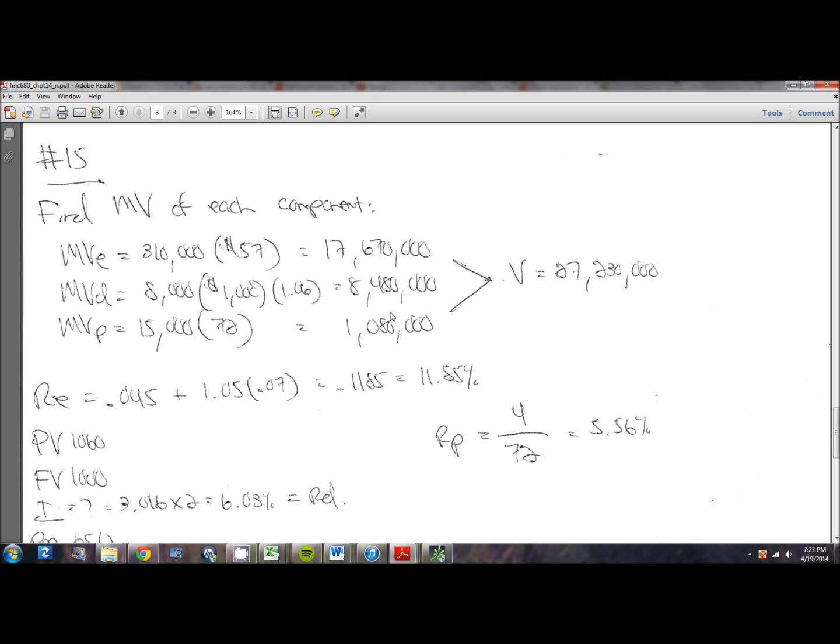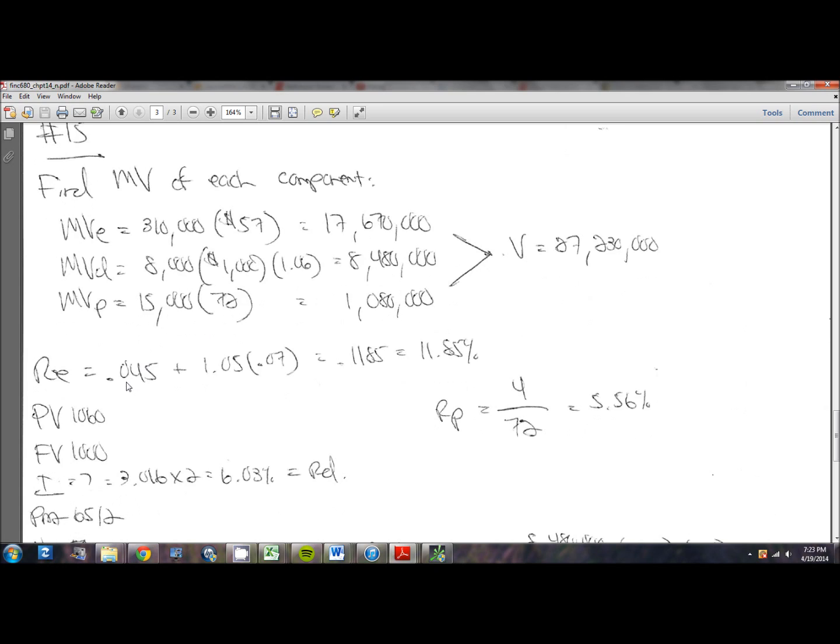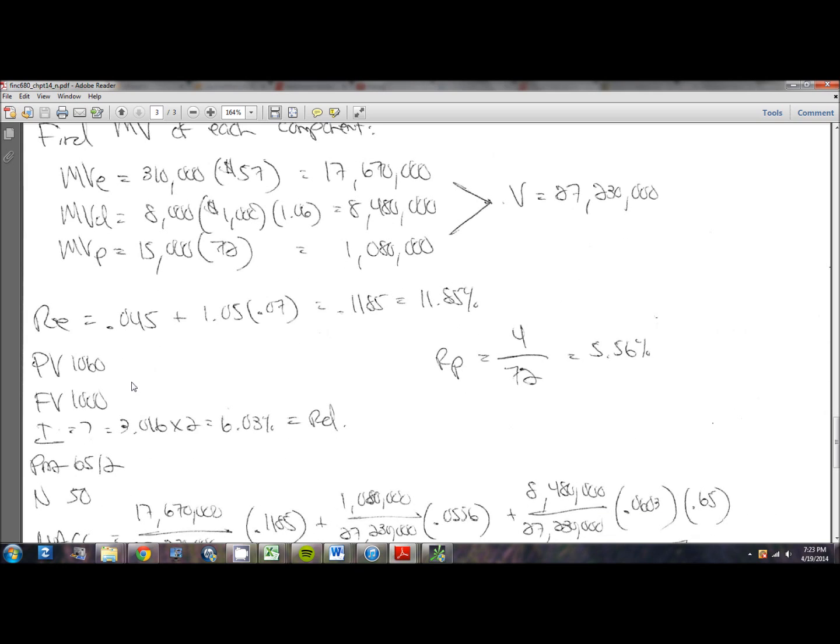Once you have these numbers, it makes sense to go ahead and solve for V, which is always going to be E plus D plus P. And so the sum of all these is V, 27,230,000. Once you have those, you could go in a couple of different directions here. You don't necessarily have to find the cost of equity first, but that's how I approach this problem. You could find any of the three costs in any order that you prefer.